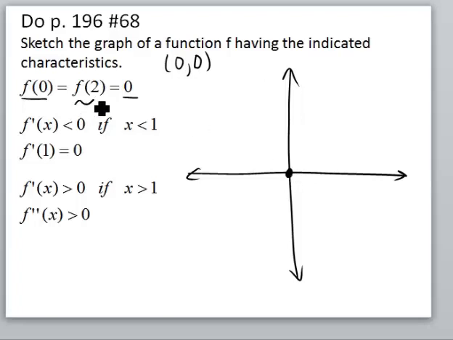This part right here, f of 2 is 0. That's telling me I have another ordered pair, 2, 0. So I'll graph that.